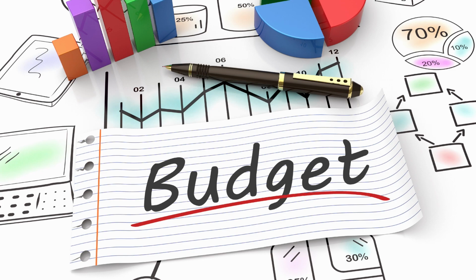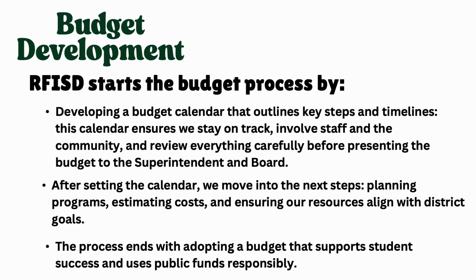So how do we budget? Where does that start? Well, we do have a budget development process, and it starts with creating a budget calendar that outlines key steps and timelines. This calendar ensures that we stay on track, we involve staff and community, and review everything carefully before presenting to me, the superintendent, and ultimately our board.